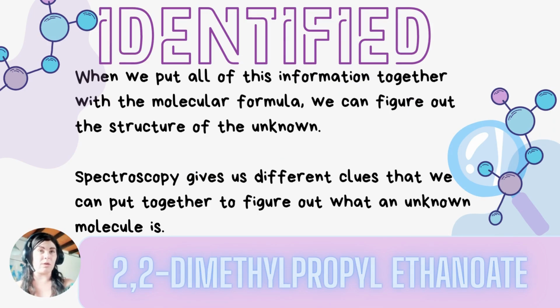So when I put all this information together with the molecular formula, I could figure out the structure of the unknown substance. And this spectroscopy gave me different clues that I could put together and find out what the unknown molecule was. In the end, I realized that it was 2,2-dimethyl propyl ethanoate. And this does have another name, a more common name, and that is propyl acetate. But either way, when I saw the molecule in a 3D format and I looked at my drawing, I knew that it was in fact the same molecule.